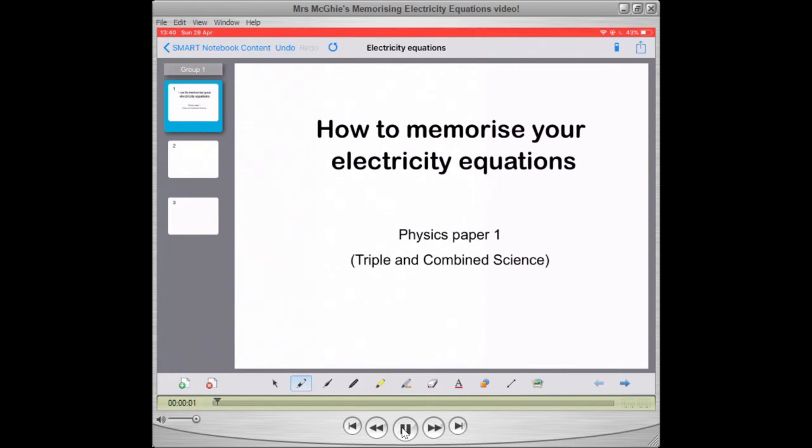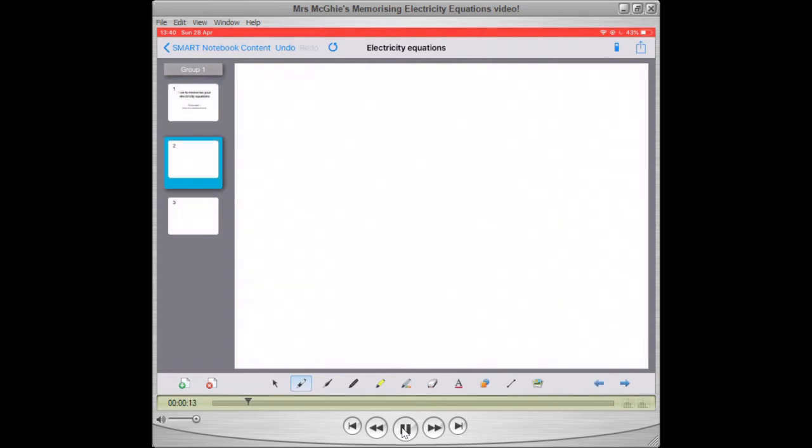Okay, so I'm going to take you through a little technique for memorising your electricity equations. These are some of the physics equations that you need to learn for paper 1, both triple and combined science. Here goes. So there is a very important reason for learning your equations.